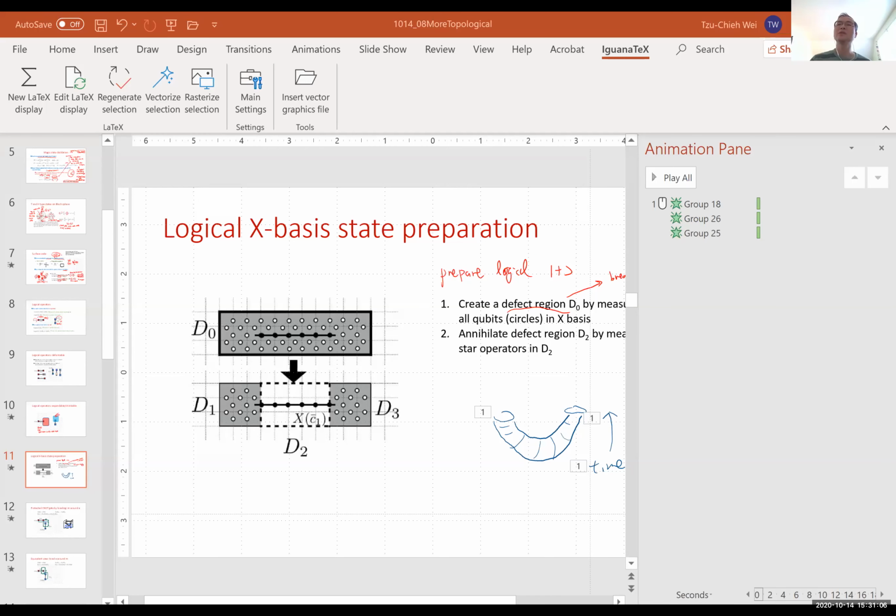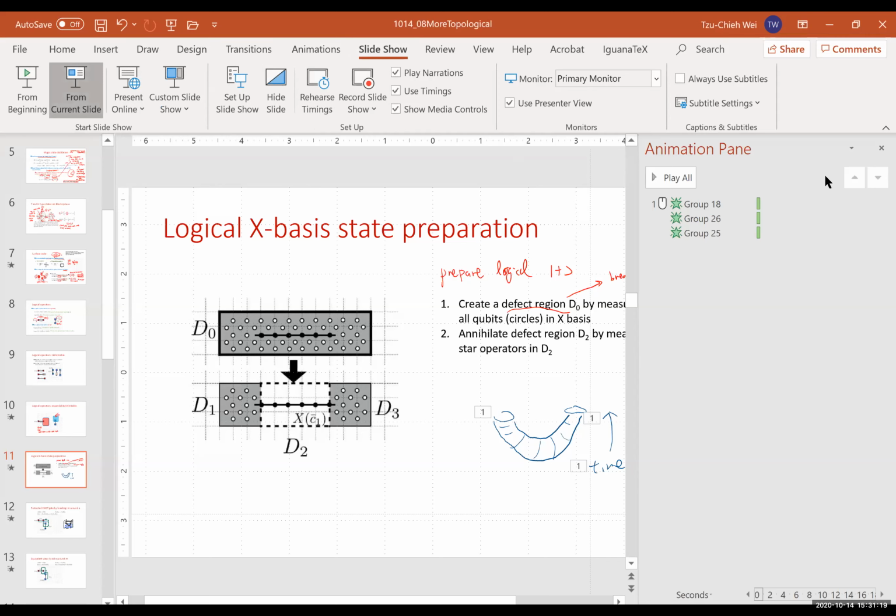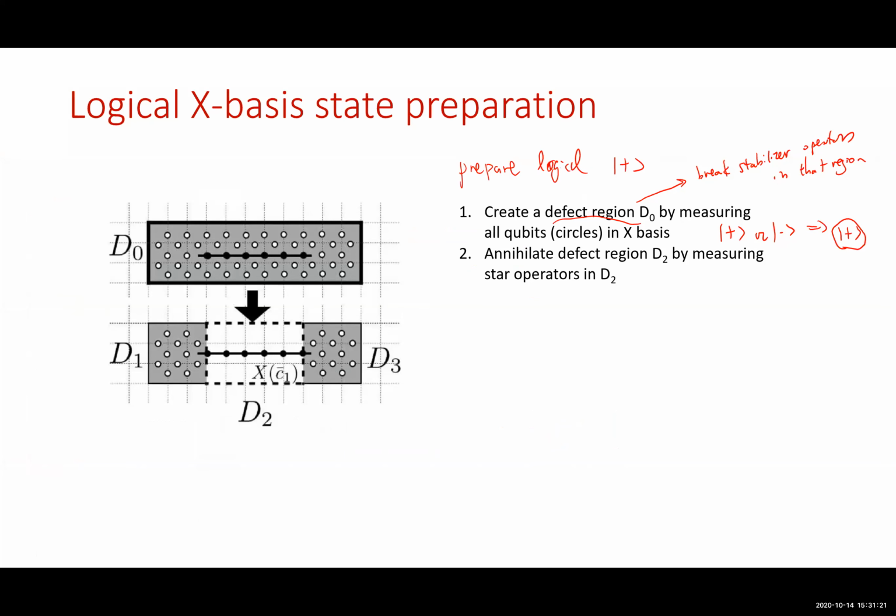So I was talking about creating logical state. Can you see my slide? Yes. So I was just saying that you measure the X in that region. In a sense, you break the plaquette operator inside this region. And you can regard all these as prepared in a plus state. Therefore, these are eigenstates of X.